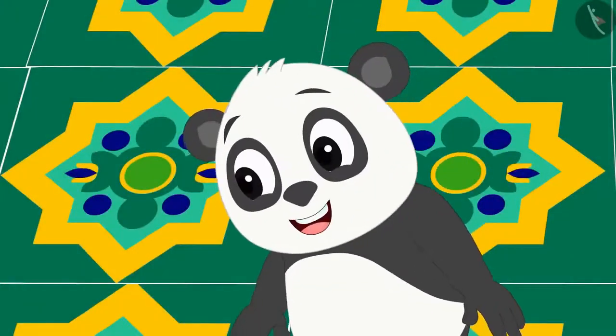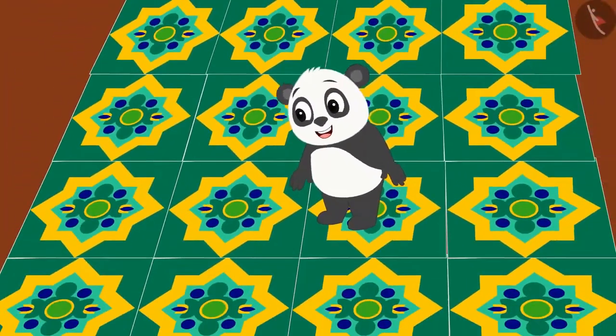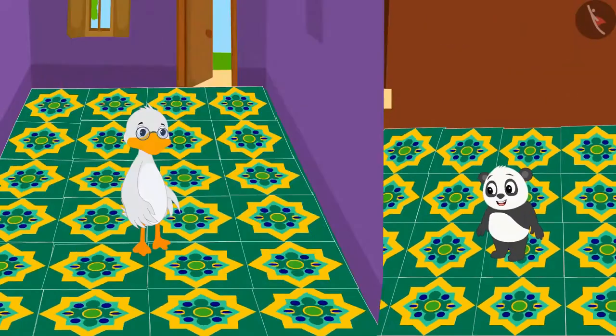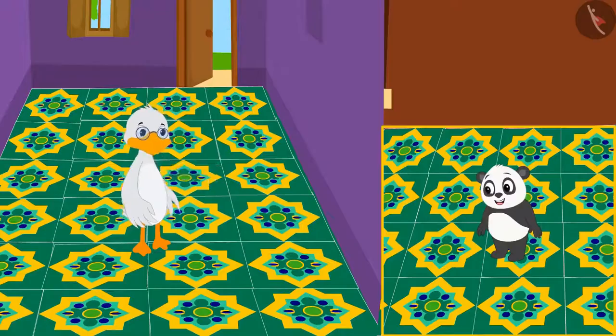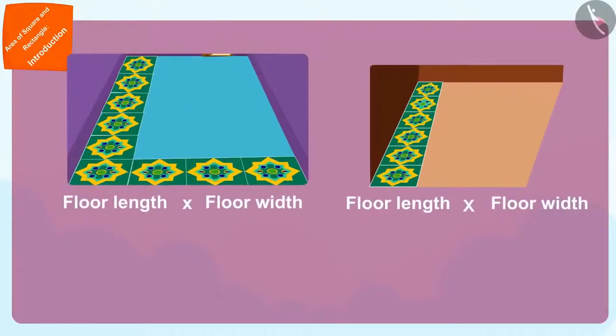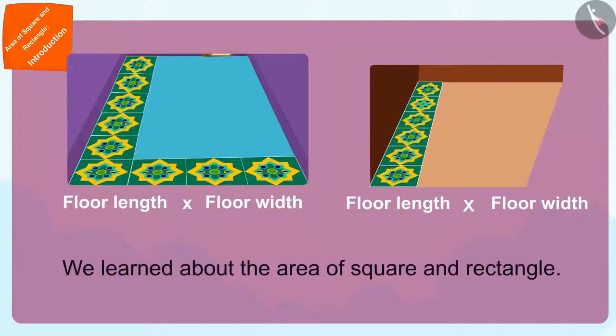Golu too covered his floor with those beautiful tiles. See how beautiful Uncle and Golu's floors look. Children, in this video we learned about the area of square and rectangle. In the next video, we will learn more about it through some interesting examples.